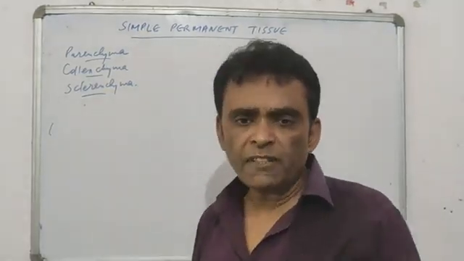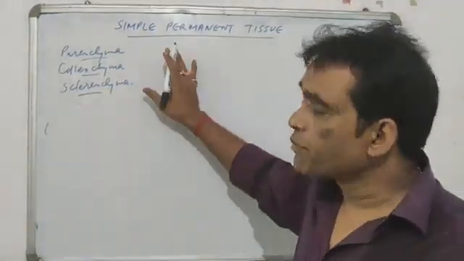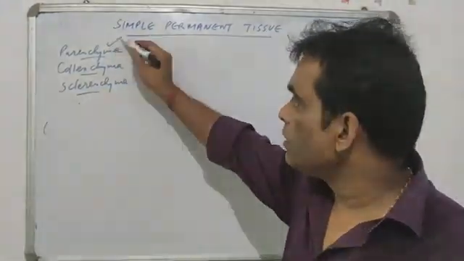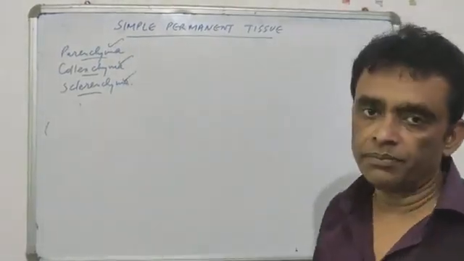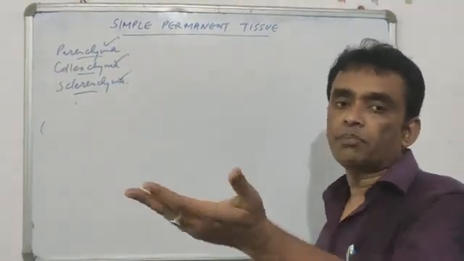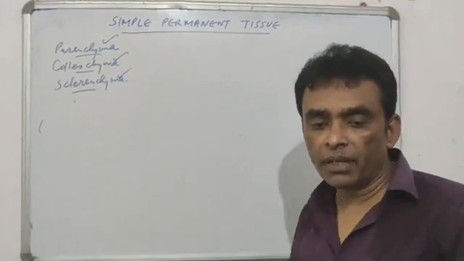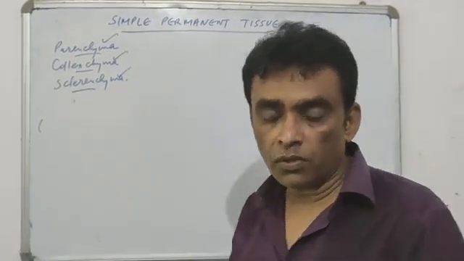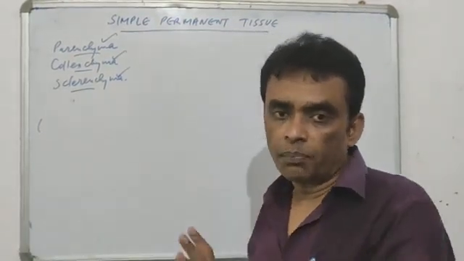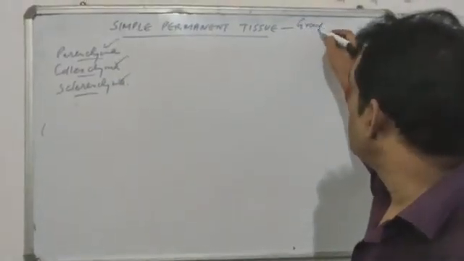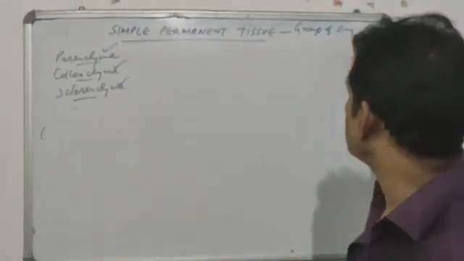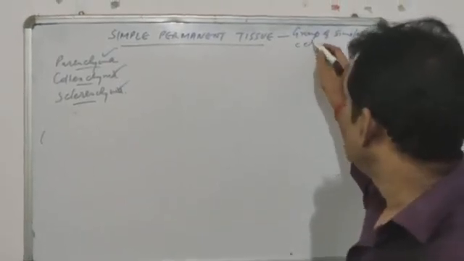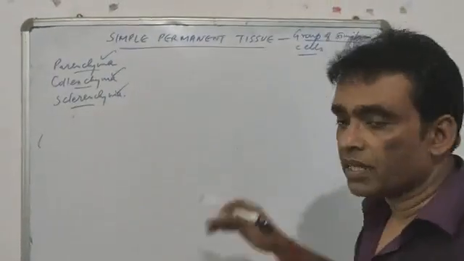So we have seen the three types of permanent tissues: parenchyma, collenchyma, sclerenchyma. But in the classification part, I told you that the permanent tissues are of two types. You have noted down: simple and complex. What is simple permanent tissue? It is a group of similar cells. A tissue in which all the cells are exactly similar.